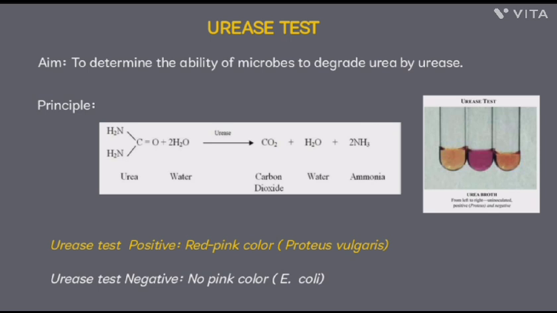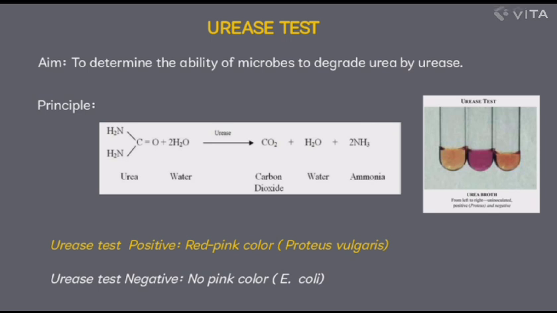Urease test. Aim: to determine the ability of microbes to degrade urea by urease. Principle: hydrolysis of urea produces ammonia and CO2. The formation of ammonia alkalinizes the medium, and the pH shift is detected by the color change of phenol red from light orange at pH 6.8 to magenta, pink, at pH 8.1.